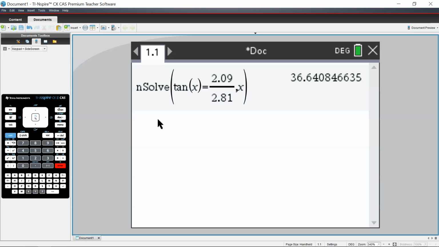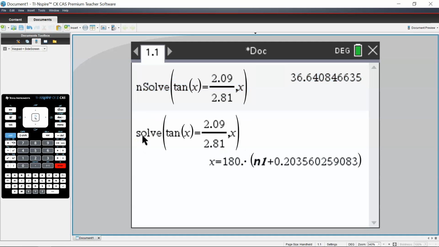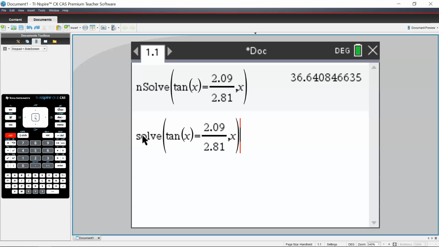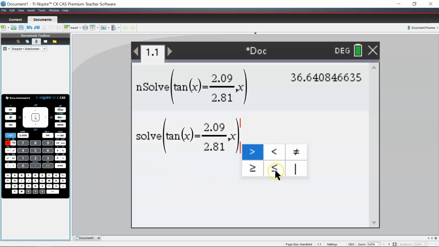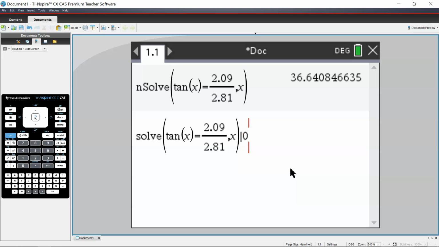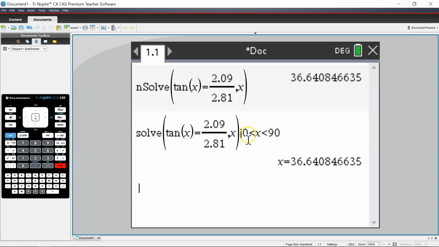If I just use solve, you're going to get something that doesn't make a lot of sense to you. And the only way around that is to tell the calculator that the angle that I'm looking for is between 0 and 90 degrees, and we have to type in this extra little bit. So that's a little bit of a pain.